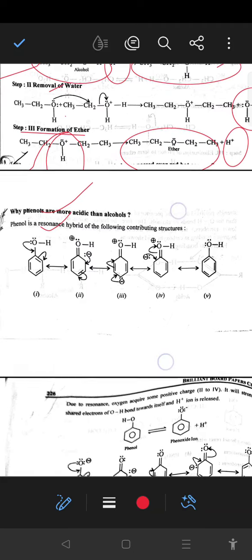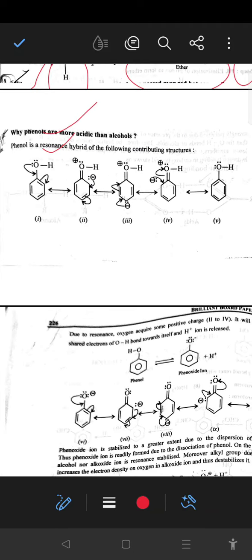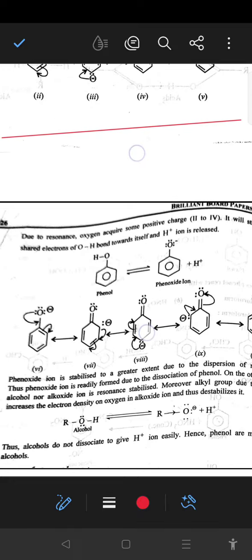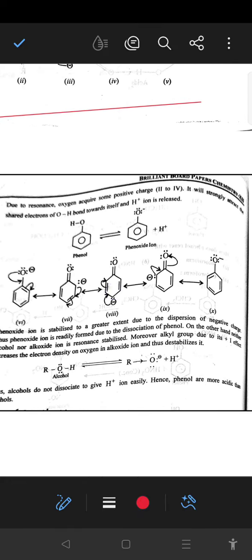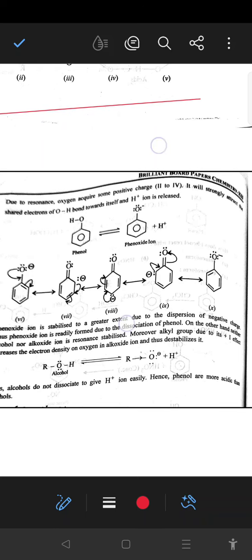ठीक है. So next question है, why phenol are more acidic than alcohol? In case of phenol, as we know, phenol are more acidic than alcohol due to their resonating structures. In case of phenol, that is a resonance hybrid of these 5 structures. So due to the resonance, the oxygen acquire positive charge, and it will strongly attract the shared pair of OH bond toward itself, and H positive ion are easily released.